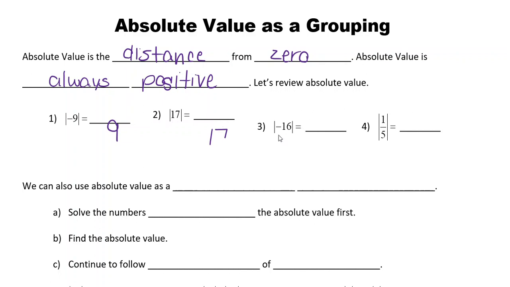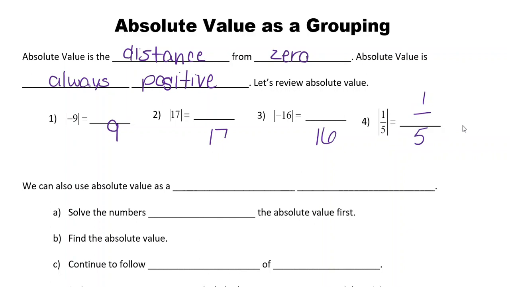It's 17 spaces away from 0. The absolute value of -16, well, that's 16 spaces away from 0. And then I have the absolute value of 1/5, and that's going to be 1/5 spaces away from 0.